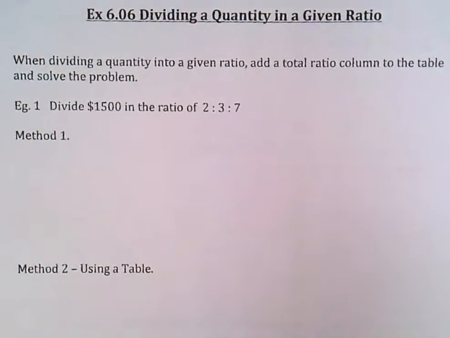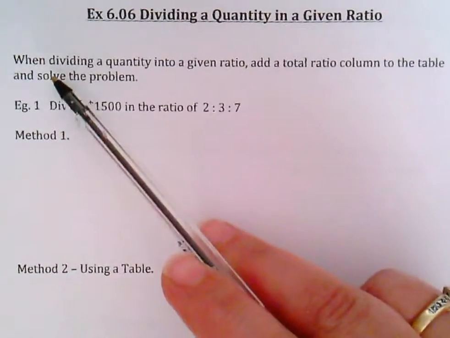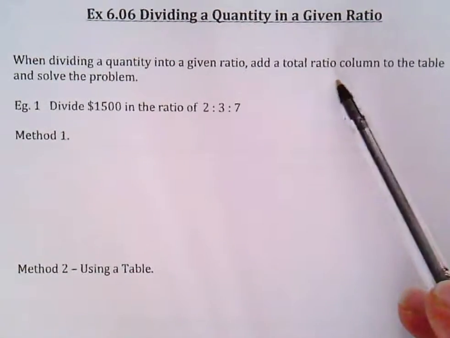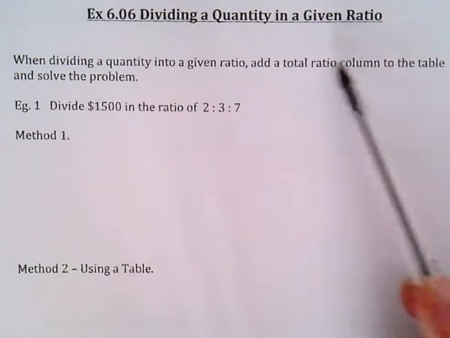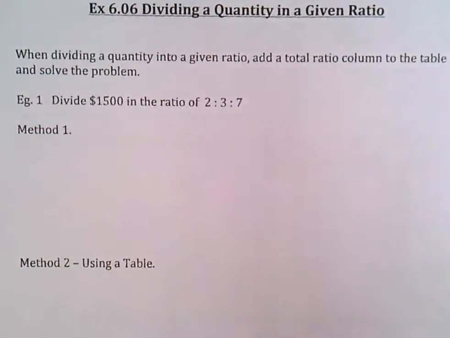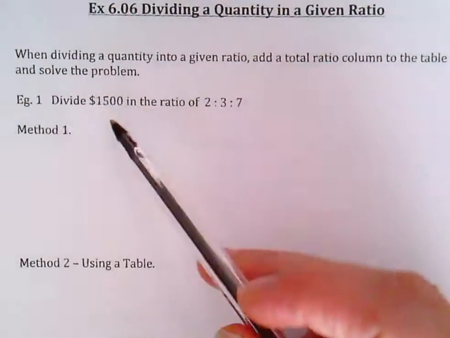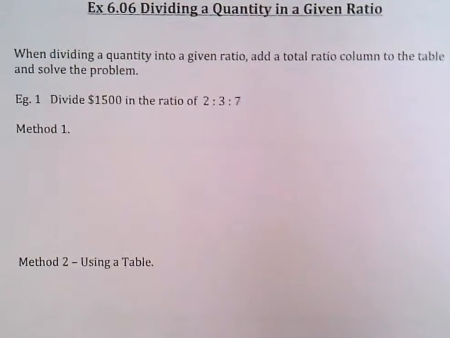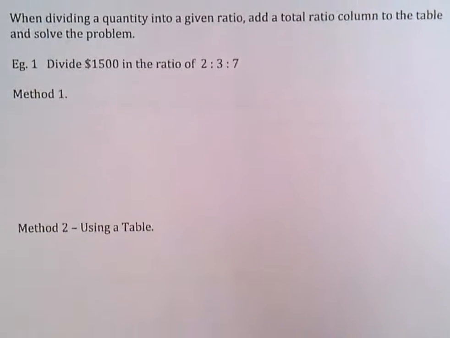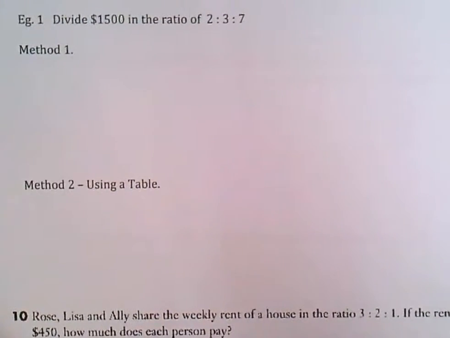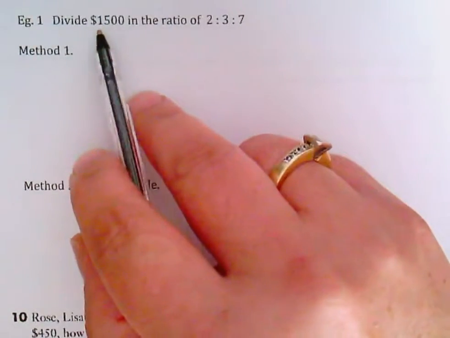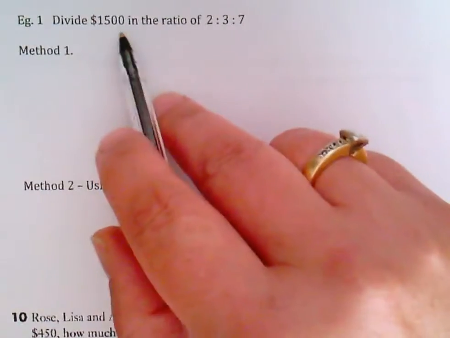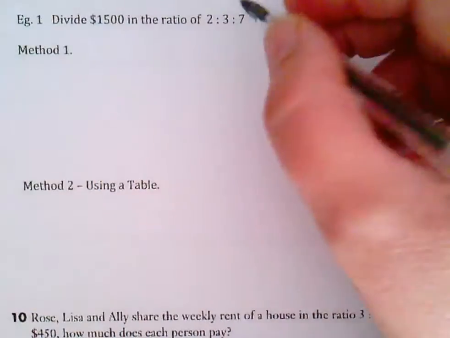Okay, these are some examples from exercise 606, dividing a quantity in a given ratio. So when dividing a quantity into a given ratio, if we're going to use the table method, which we'll do down here in method 2, we'll add a total ratio column to our table and we'll solve the problem. I'm just going to show you the method in the textbook first and the method that you've probably seen from year 8 onwards. And the first method is to divide $1,500 in the ratio of 2:3:7.